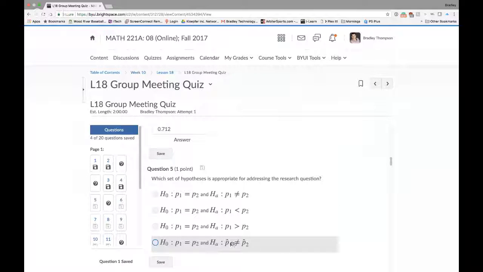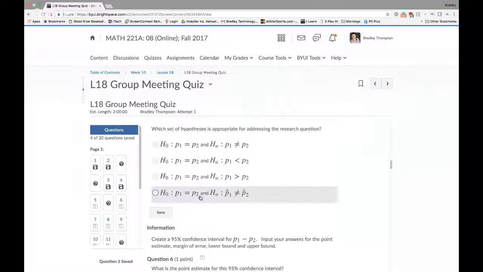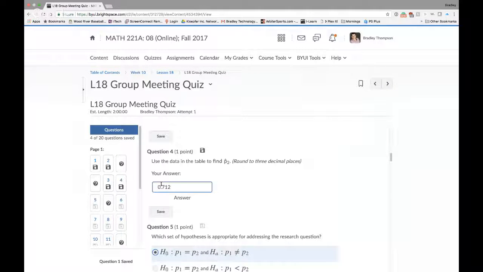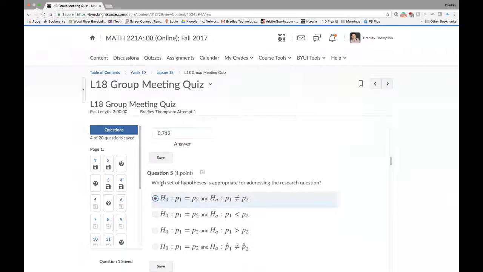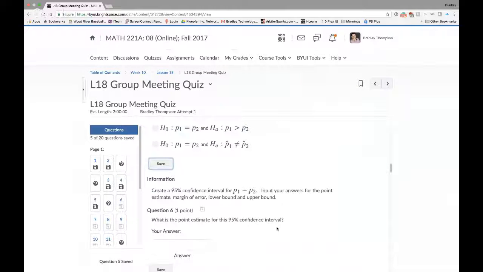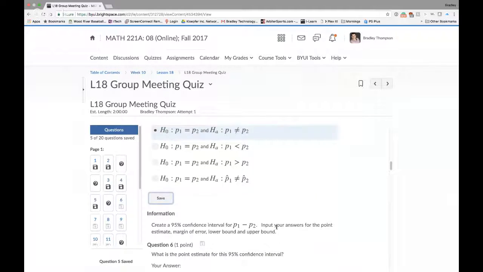Wait, does p hat matter? That's the only difference between 1 and A and D, the second part is p hat or not. It should be the first one, right? Should be A. The p hat is the sample, but we're trying to determine if the sample is telling us if the true thing is different or not. I agree. So it's an A? Yep, so A.